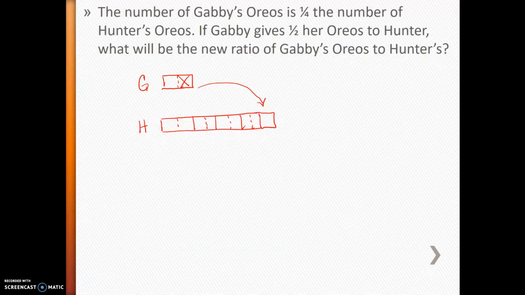And it says, what will be the new ratio of Gabby's Oreos to Hunter's? Now we can answer this, can't we? Gabby now has 1 unit where we want Gabby to Hunter. Gabby has 1. Hunter now has 1, 2, 3, 4, 5, 6, 7, 8, 9. And that's the answer.